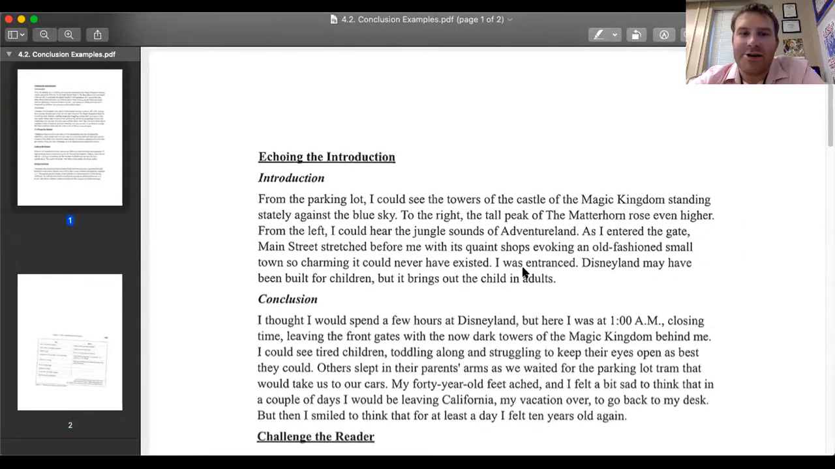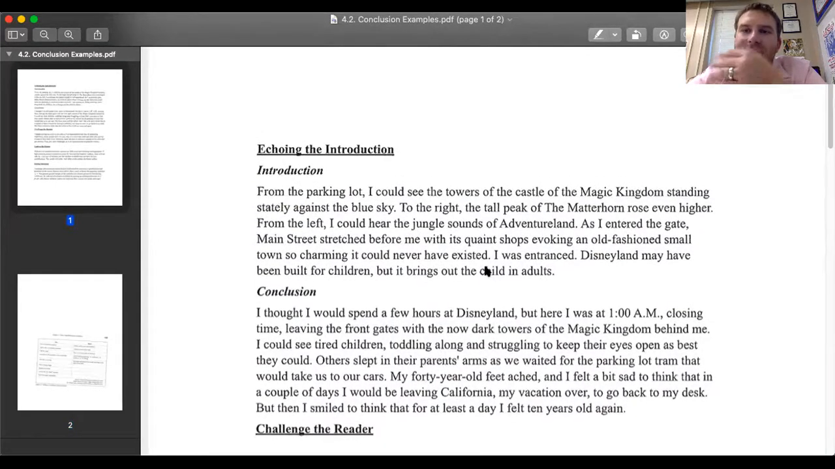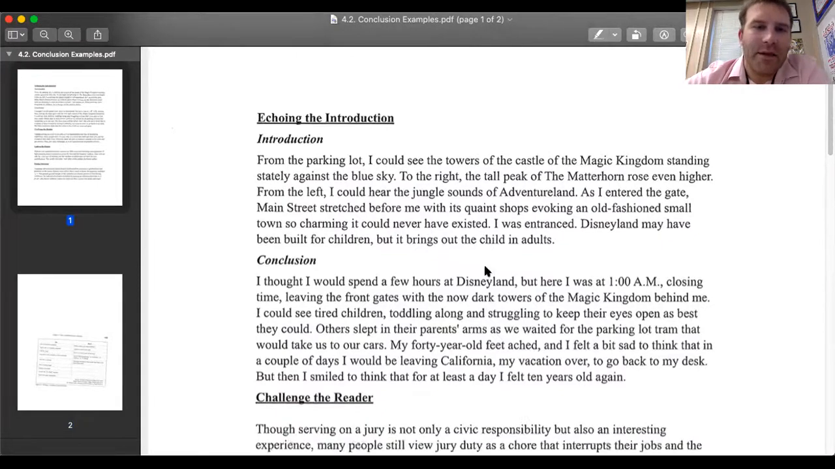So actually look at the example. This is echoing the introduction. The introduction that exists here is one that is painting an image. It's using imagery, and so they're painting an image of just walking into Disneyland, and they're going to echo it by us walking out of Disneyland. So here's the example.